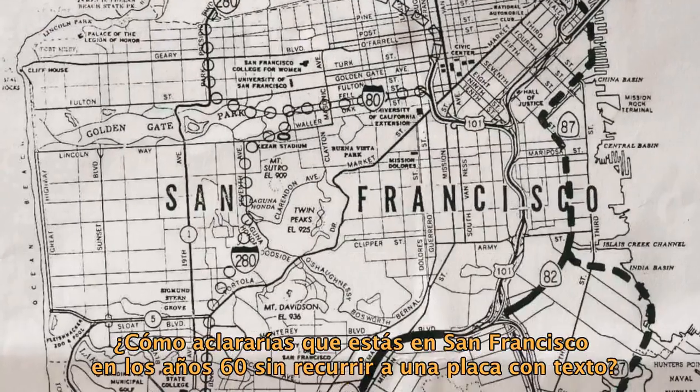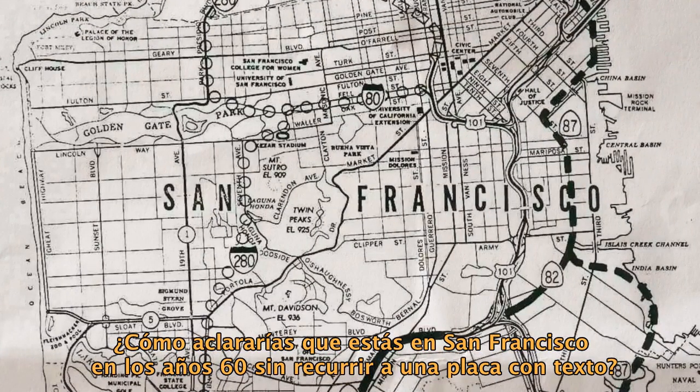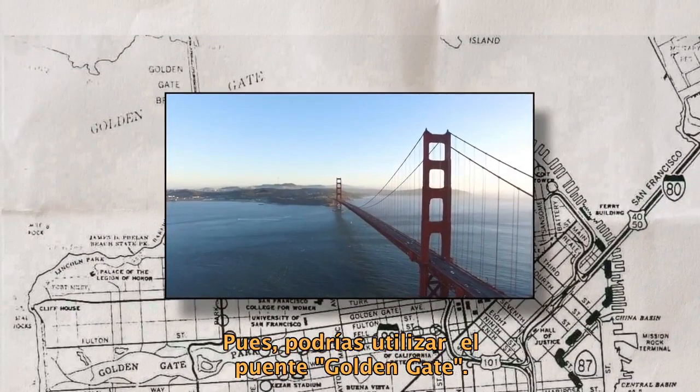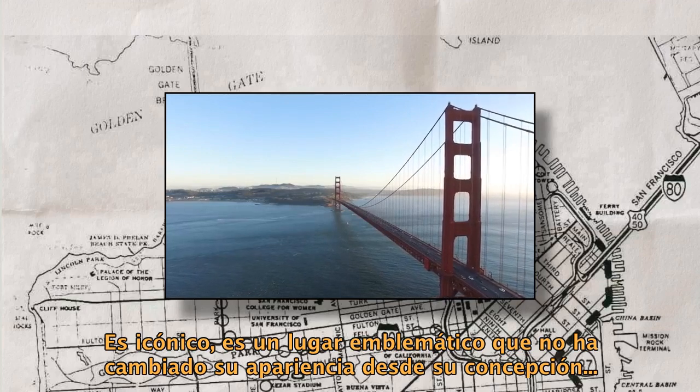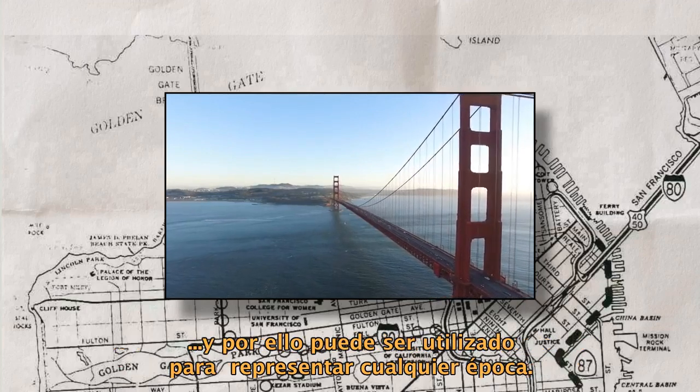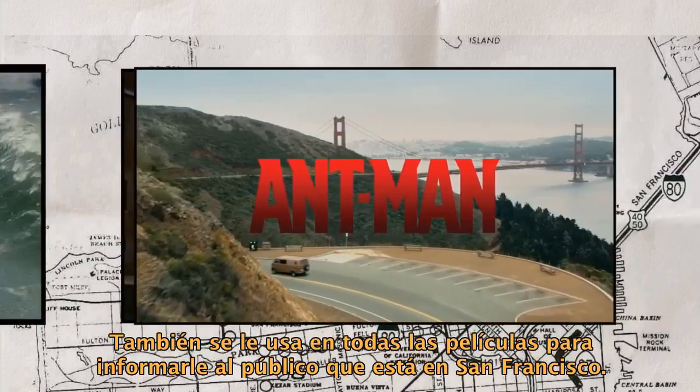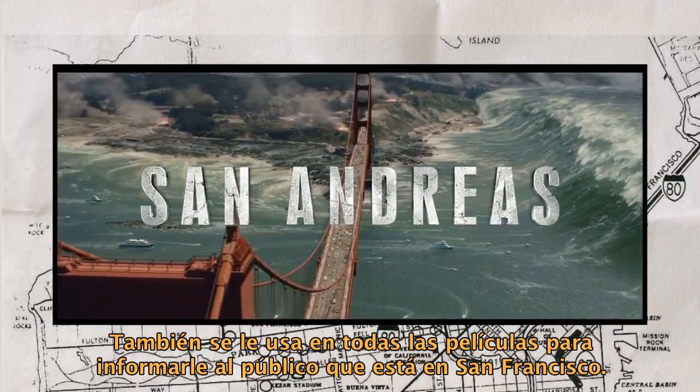How would you establish 1960s San Francisco outside of a title card? Well, you could open with the Golden Gate Bridge. It's iconic, it's a visual landmark that hasn't changed in appearance since its construction, so it's appropriate for any period, and it's also used in every single movie to let the audience know they're in San Francisco.